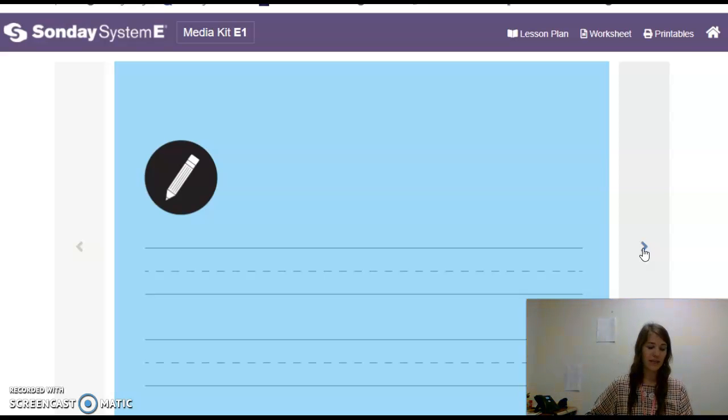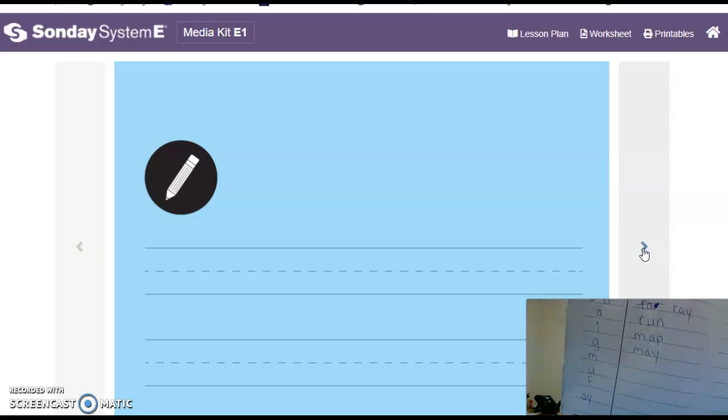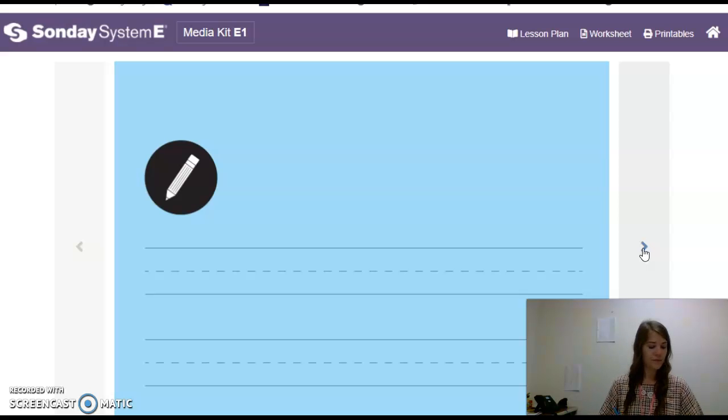Our next word is may, like "May I use the restroom." May. I hear that long A at the end. And we are going to do one more, and this is a sight word.